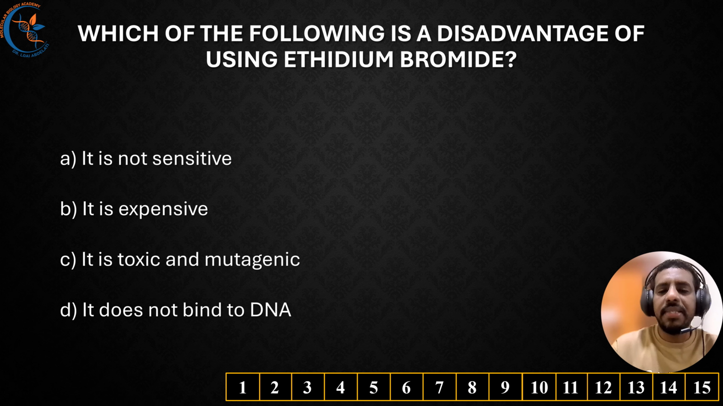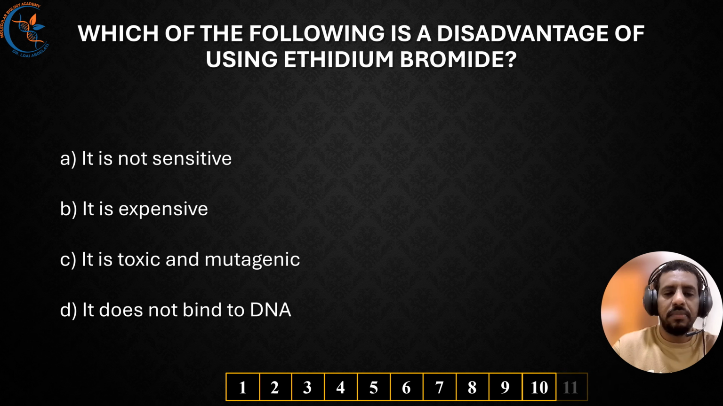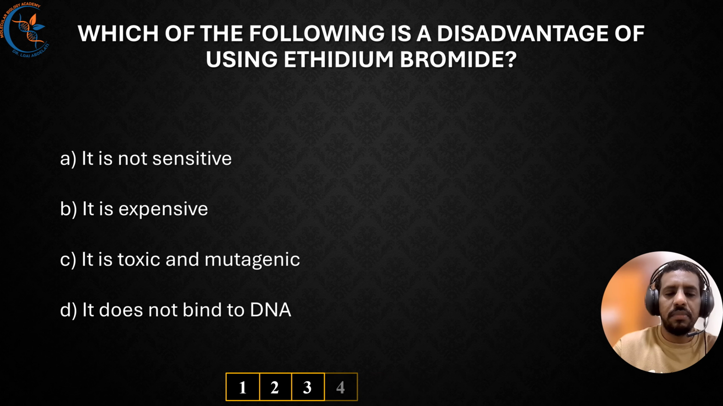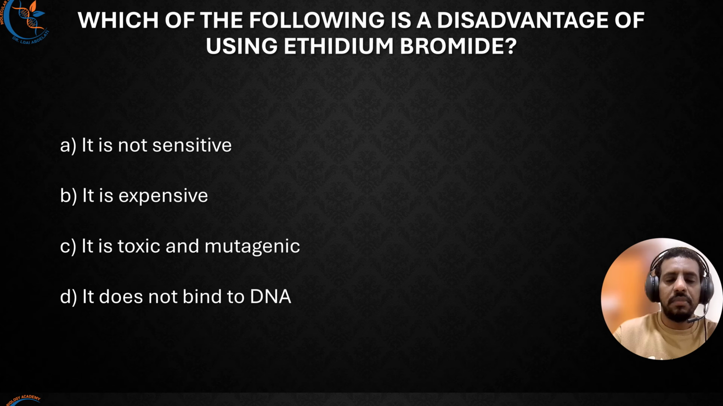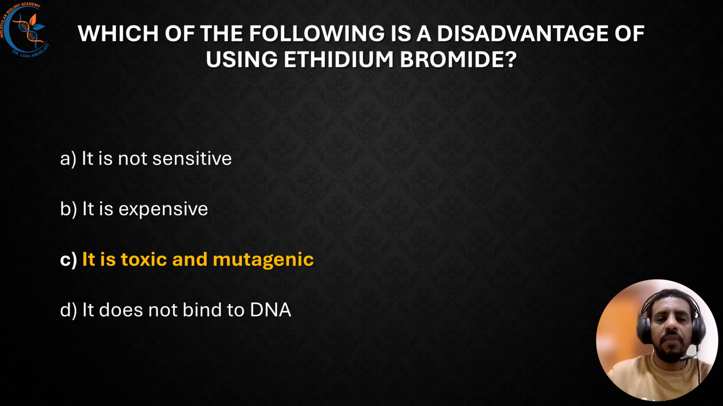Which of the following is the disadvantage of using ethidium bromide? Okay, the correct answer is that it is toxic and mutagenic. As we know, ethidium bromide is a potent mutagen and is toxic, so it requires careful handling and disposal.